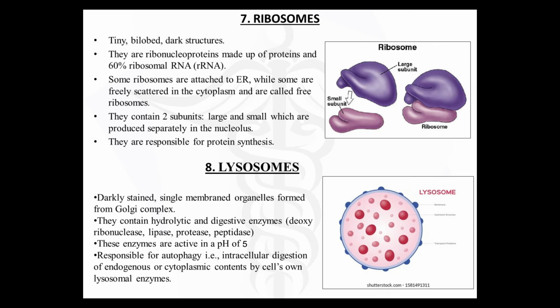More than 60 lysosomal enzymes have been discovered so far, including the beta-glucuronidase, deoxyribonuclease, ribonuclease, lipase, protease, peptidase, phosphatase, and sulfatase. These enzymes are required to break down the food molecules and cellular constituents. These enzymes are active at acidic pH of 5. Lysosomes are responsible for autophagy, that is, intracellular digestion of endogenous or cytoplasmic contents or organelles by cell's own lysosomal enzymes.